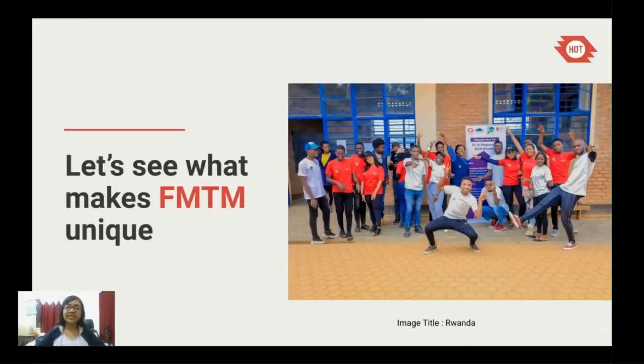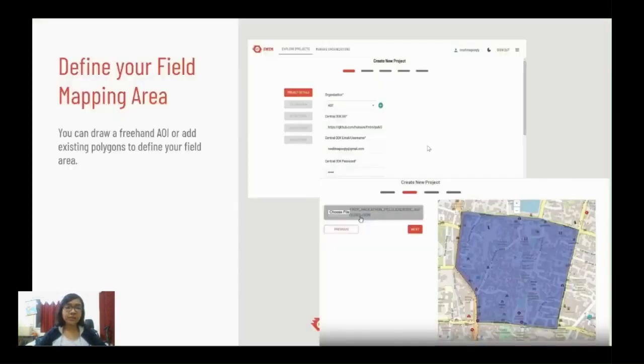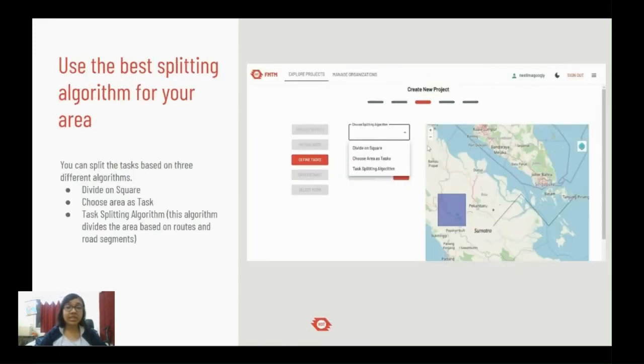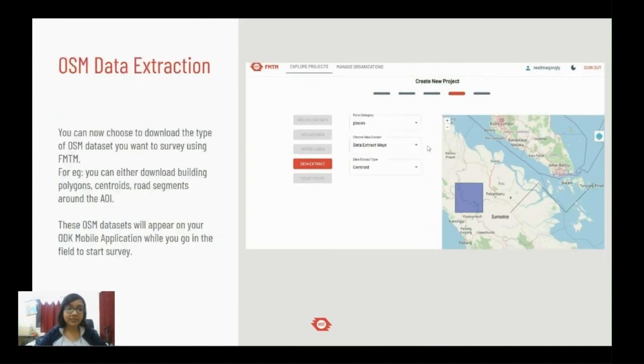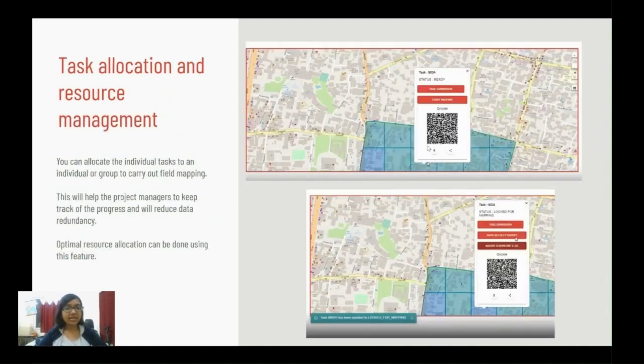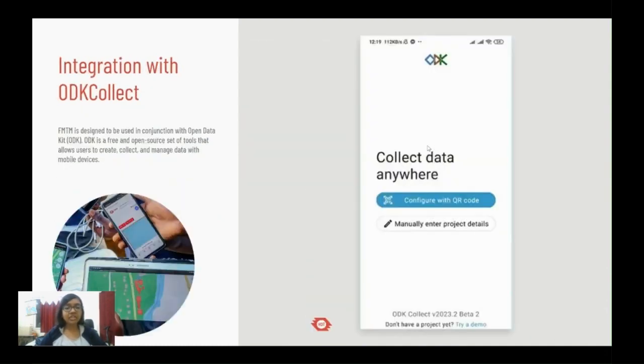The unique features that make FMTM different from all other mapping applications around the world start with defining your field mapping area, splitting the project area into smaller tasks using the best splitting algorithm, OSM data extraction, uploading standard or customized forms, task allocation and resource management, and integration with ODK Collect. If you don't know about ODK, it is a free and open source set of tools that allows users to create, collect, and manage data with mobile devices.